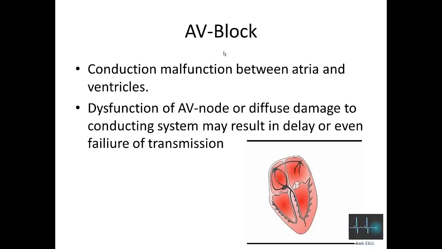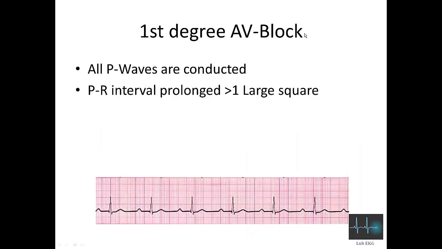Then we go to the atrioventricular blocks. And a block basically means that you have a miscommunication between the atria and the ventricle. This is a conduction malfunction. And you can divide this into 3 different degrees. You have the first degree AV block, which means that all P waves are conducted. Please remember, first degree, all P waves are conducted.